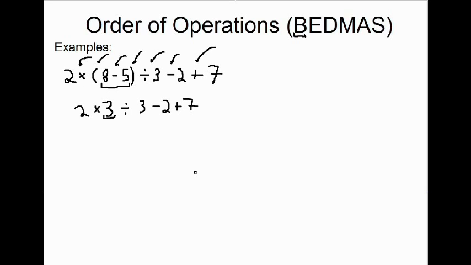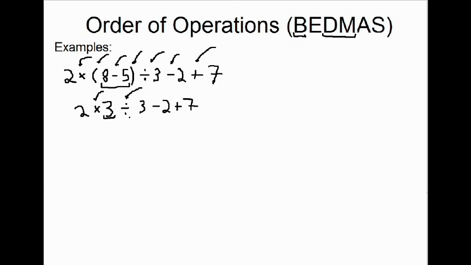So now we look at this and we ask ourselves, okay, well again, what operations do we have left? We have multiplication, division, subtraction, and addition. So we know that division and multiplication come before addition and subtraction. But as discussed, they have the same level of priority. So when we have division and multiplication to do, we do them in the order that they appear. So what that means is here we have our multiplication, and here we have our division.